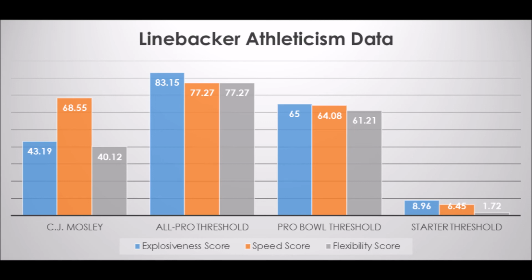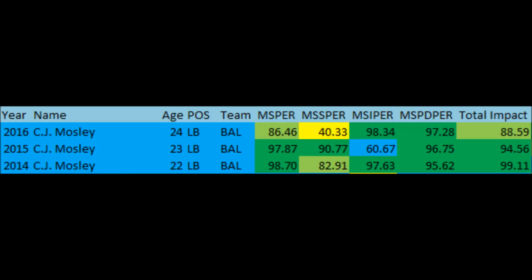Then when we get to his NFL production, this is where he's been pretty good. In 2014, he had a 99.11 total impact score, which is very good. I mean, that is essentially like Luke Kuechly level total impact. 2015 had a 94.56 total impact score. And then in 2016 had an 88.59 total impact score.